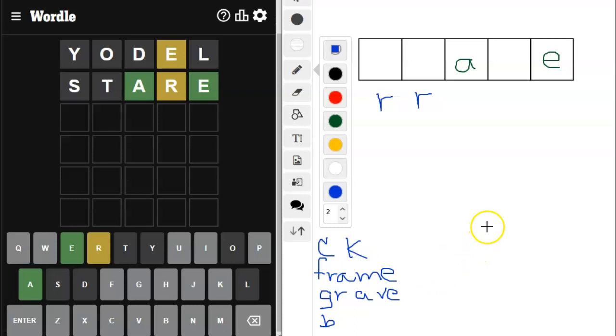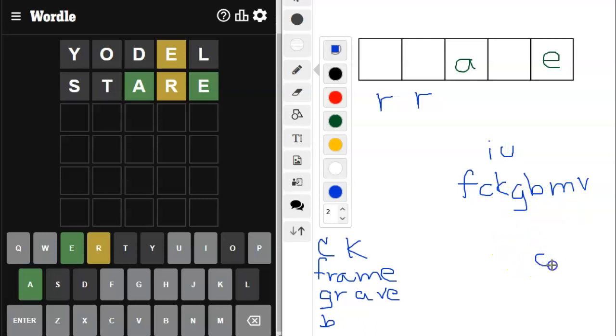All right, let's see. I have got these types of letters to use. F, C, K, G, B, M, and V. I don't think I need any other vowels, but maybe I want to try an I or a U, if I can find something that works with all of this.